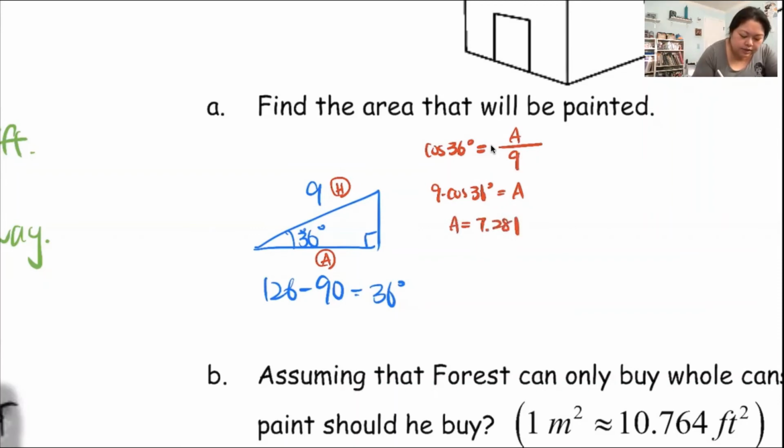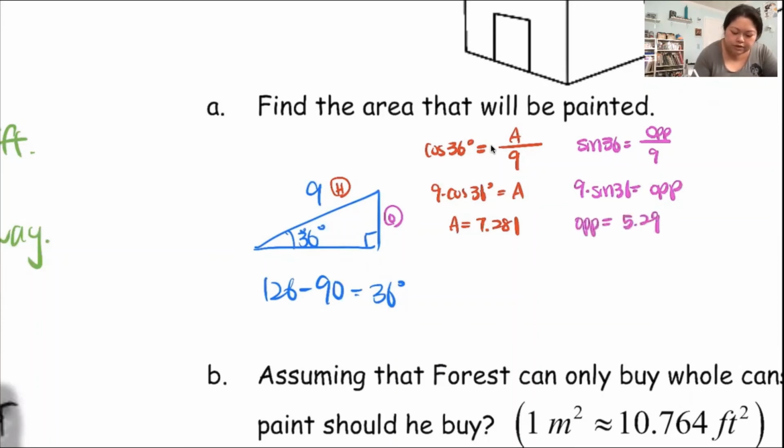Now, let's cover up the adjacent and solve for the opposite. All right, so now I have opposite and hypotenuse, that's sine. So sine of 36 degrees equals opposite over, and if it helps, put opposite because O looks too much like 0. Opposite over hypotenuse. So 9 times sine of 36 equals opposite. So 9 times sine of 36 degrees gives me an opposite to be about 5.29 meters. These are all meters. Okay.